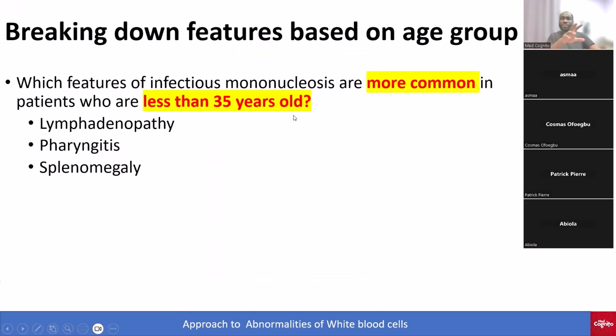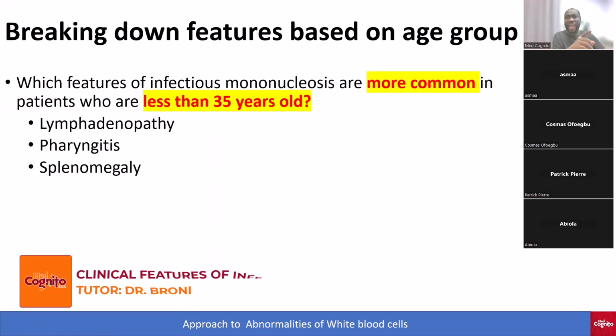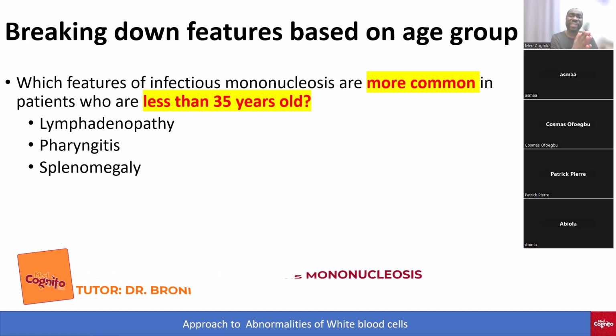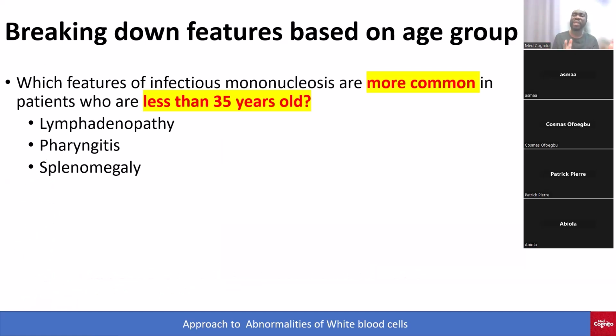Now, one other thing I need you to do is that while you are learning these features, you also have to learn which features are more common in patients who are less than 35 years and patients who are above 40 years. Please, this is very important. I'm going to give you a question right after this. Which features of infectious mononucleosis are more common in younger people? Which features are more common in older people?